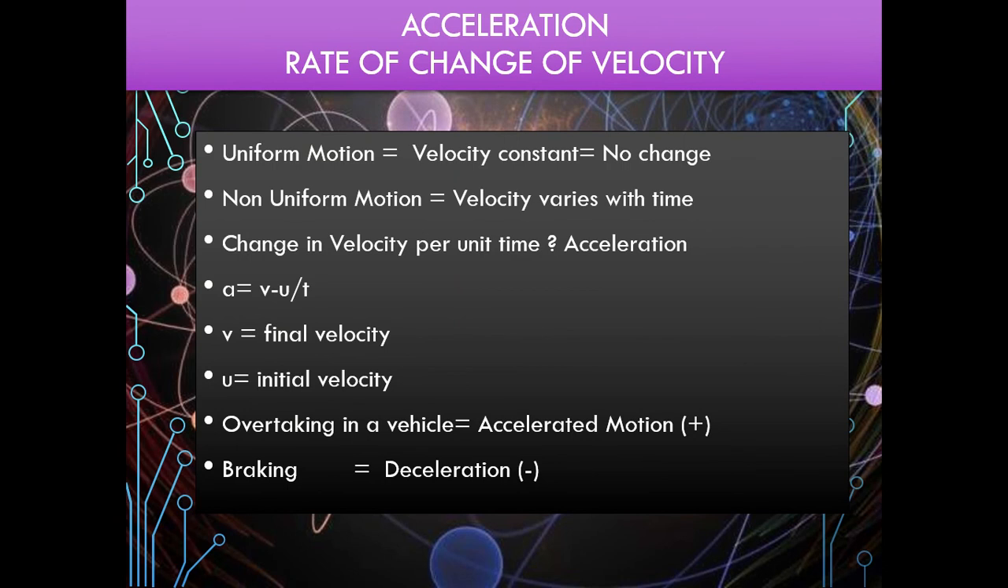Now we are going into the next part of this lesson, acceleration. Acceleration means the rate of change of velocity. If there is a uniform motion, for example going on a highway at 60 km per hour, nobody stops you on the highway, so the velocity is constant and there is no change.